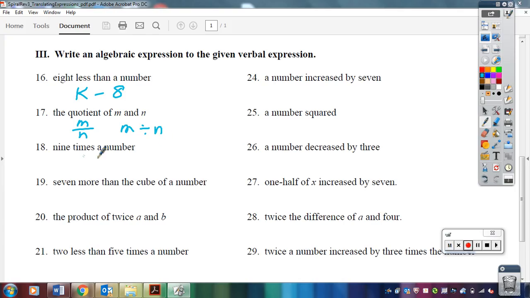Excuse me, 18. 9 times a number, 9 times a number. 19. 7 more than the cube of a number. So a number cubed, the cube of a number. The product of twice a and b. The product of twice a and b. 2 less than 5 times a number.